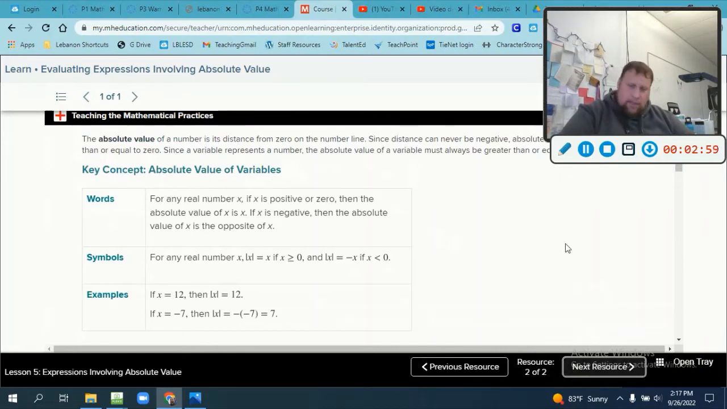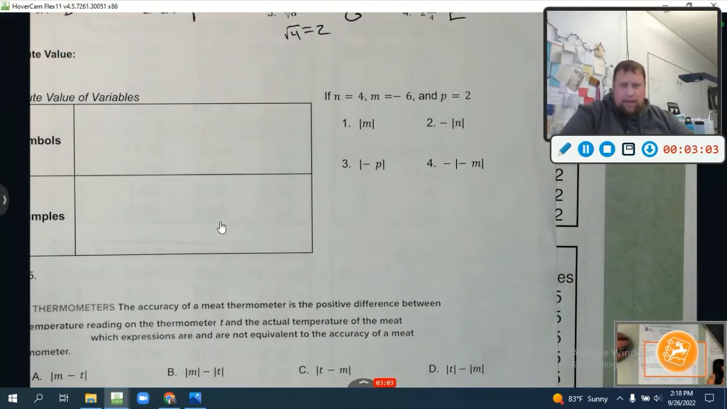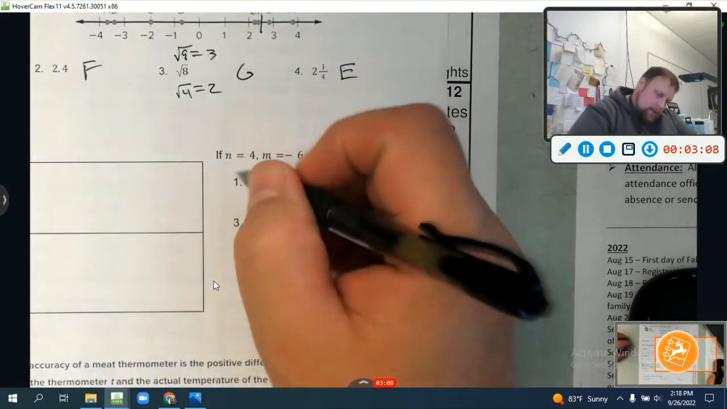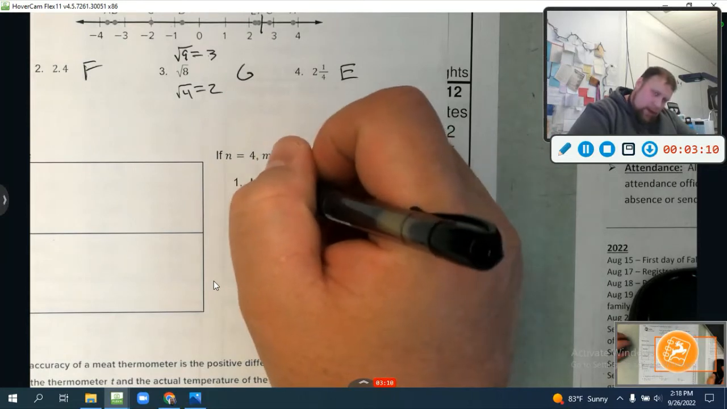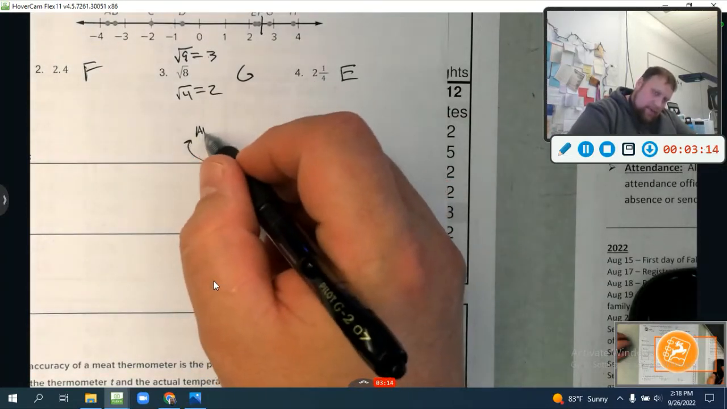Okay, so now we're going to head back to our regularly scheduled program. You should have that filled in. And I want to talk to you. Number 1, right here. Those bars, that is the absolute value sign.